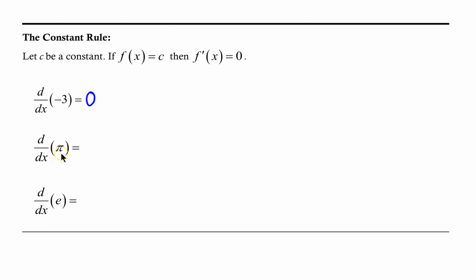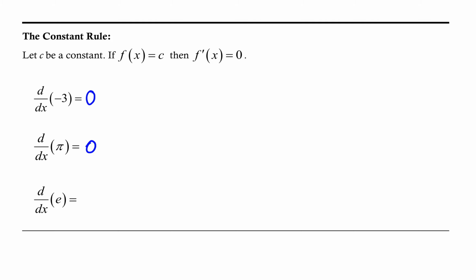Next we have pi. Now it's tempting to think of pi as a variable because we're using a symbol to represent it. But keep in mind that pi is a constant. It is the ratio of circumference to the diameter of every circle. So it is constant, therefore its derivative will be 0.